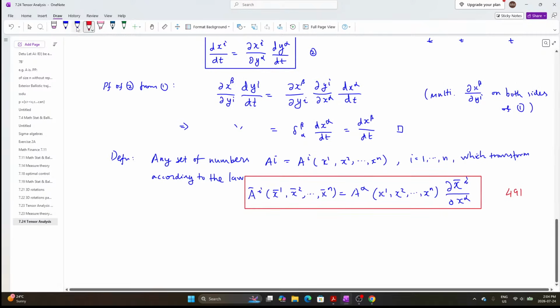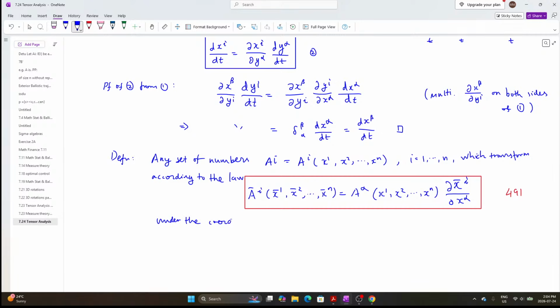So we're well on our way towards tensors. According to this law, under the coordinate transformation, they are said to be components of a contravariant vector. Fancy names.